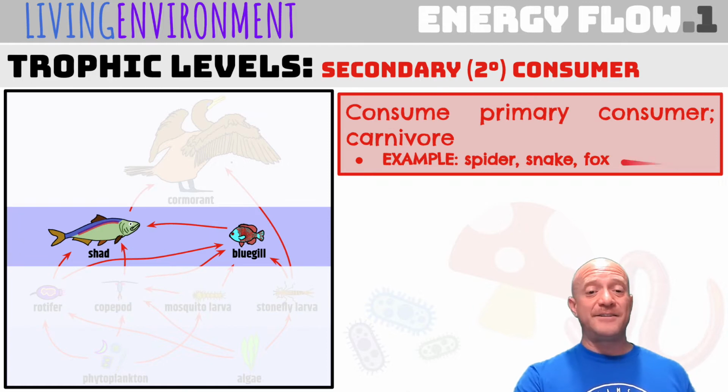A secondary consumer, in this example, consumes the primary consumer. So in this example, we got the shad, we got the bluegill. Common examples, you have a spider, a snake, and a fox.